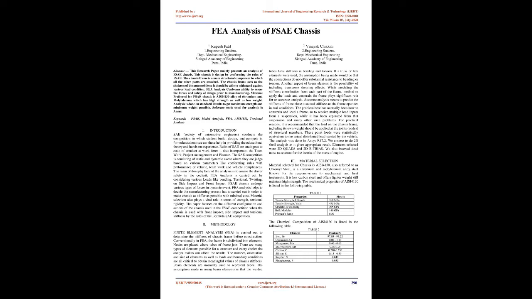The material preferred for the FSAE chassis is AISI 4130, an alloy of chromium and molybdenum, which has high strength as well as low weight. Analysis is done on standard results to get maximum strength and minimum weight possible. The software tool used for analysis is Ansys. Keywords: FSAE, Modal Analysis, FEA, AISI 4130, Torsional Analysis.